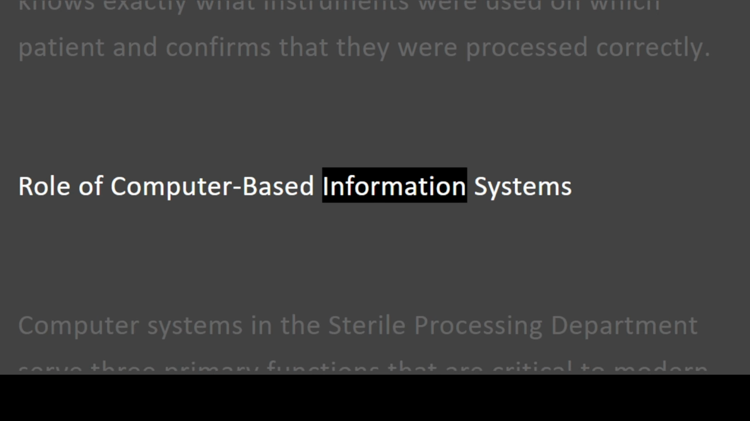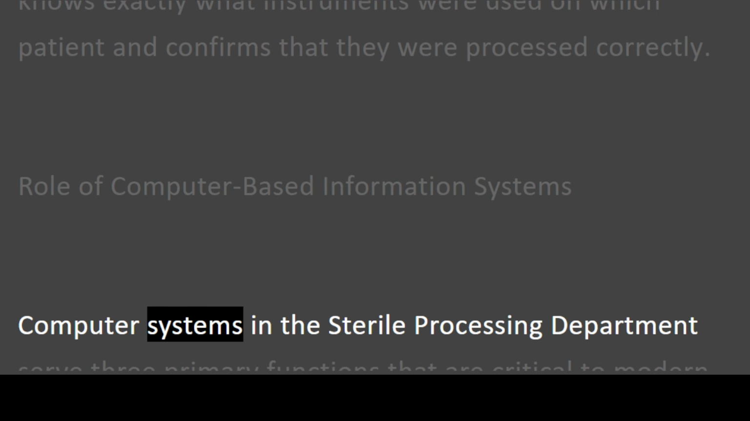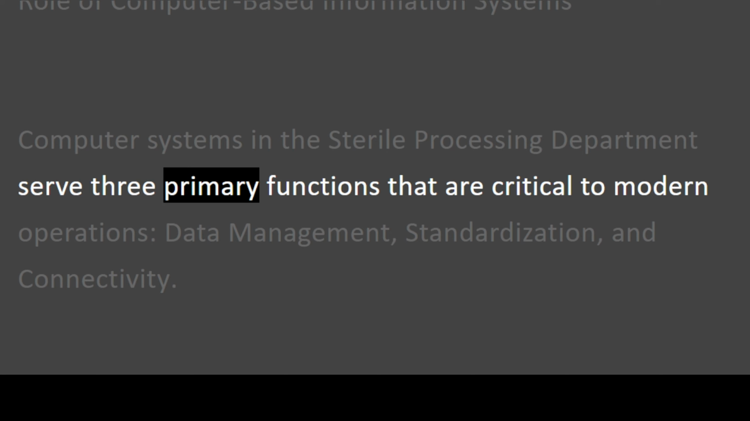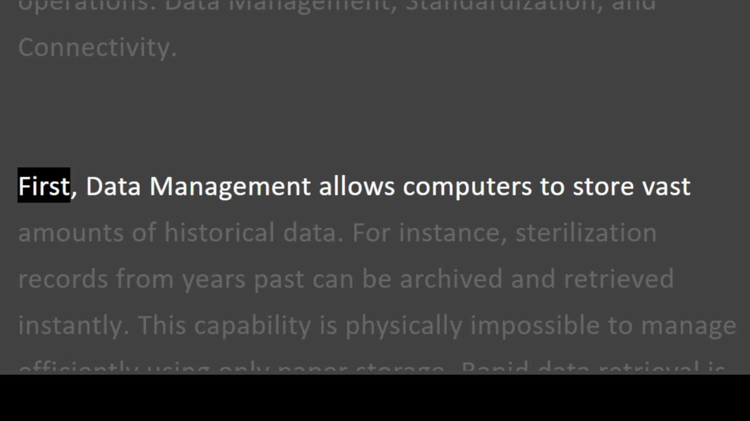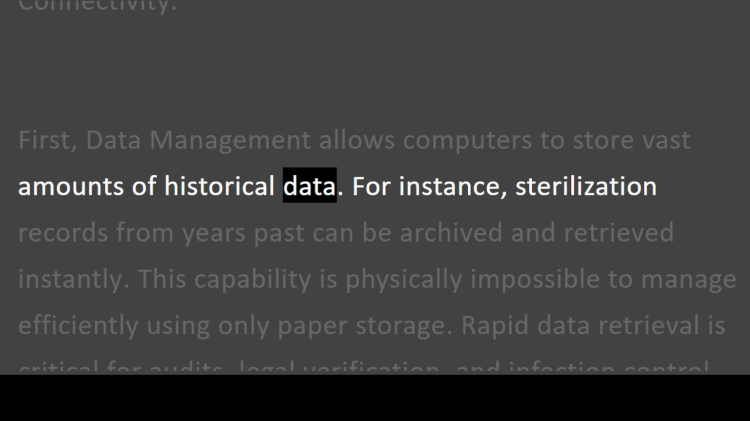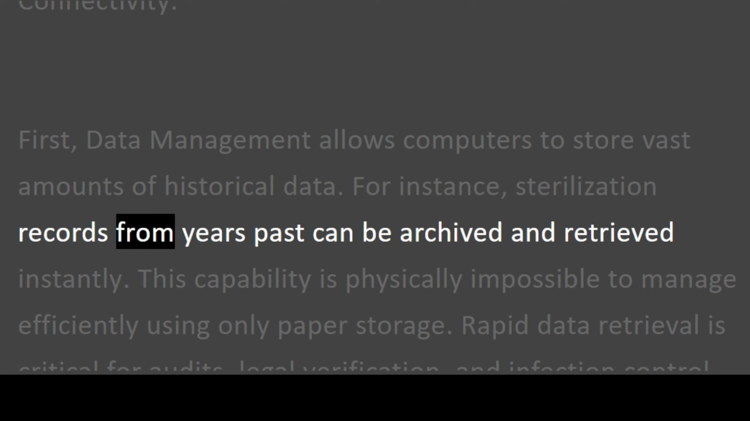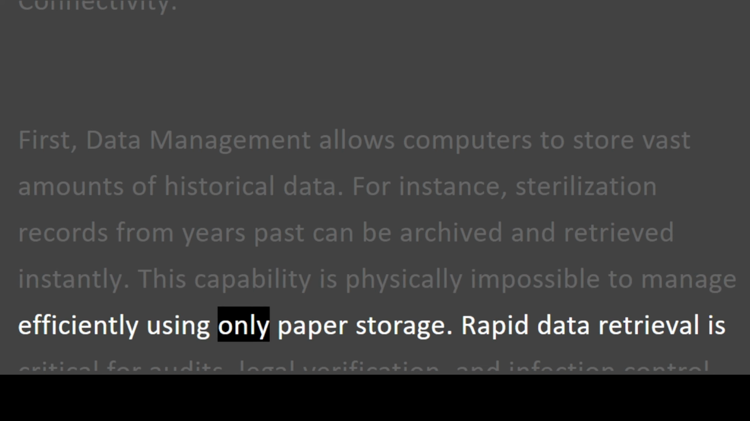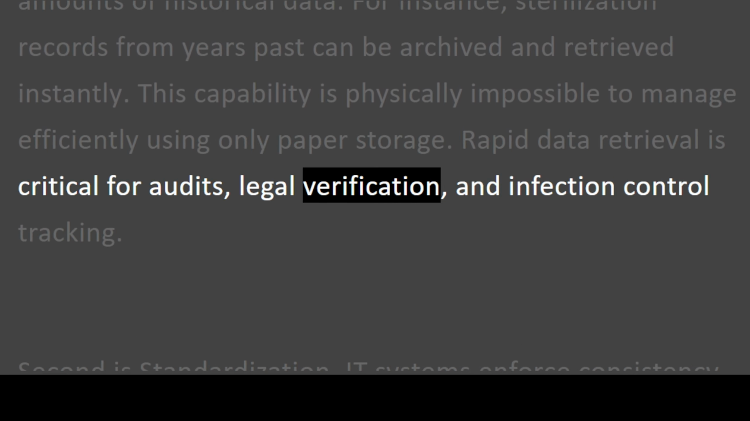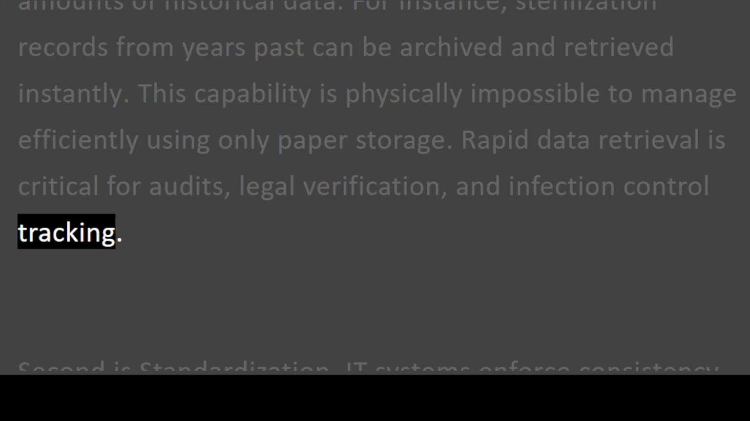Role of computer-based information systems. Computer systems in the sterile processing department serve three primary functions that are critical to modern operations: data management, standardization, and connectivity. First, data management allows computers to store vast amounts of historical data. For instance, sterilization records from years past can be archived and retrieved instantly. This capability is physically impossible to manage efficiently using only paper storage. Rapid data retrieval is critical for audits, legal verification, and infection control tracking.